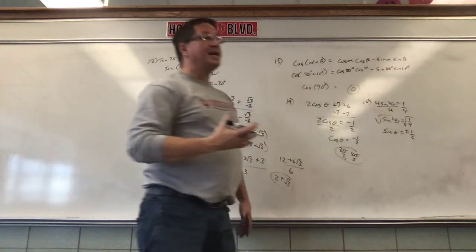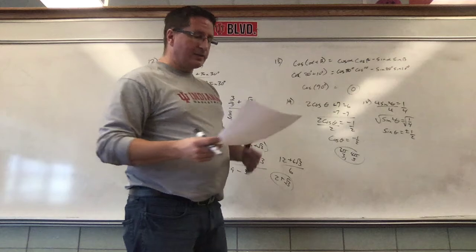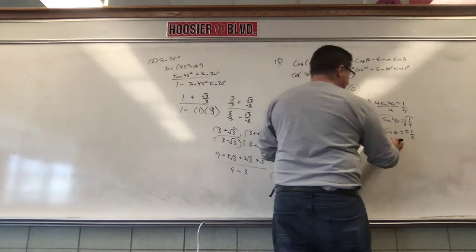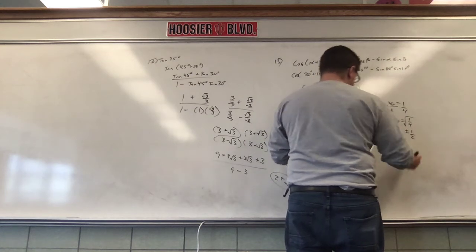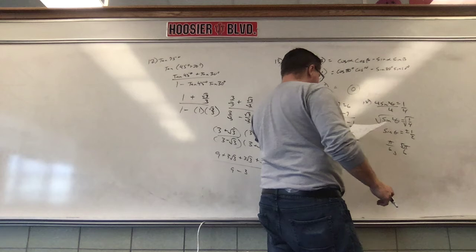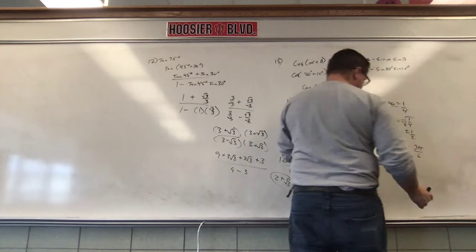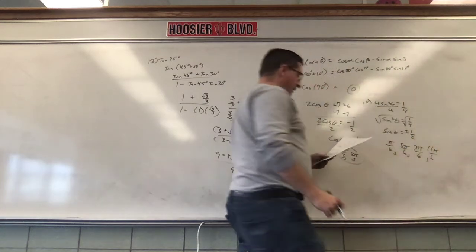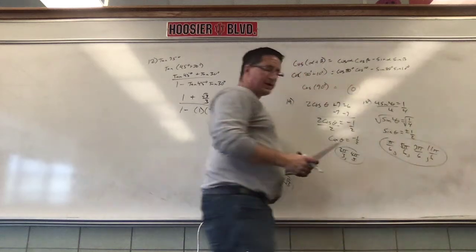So where is sine either positive half or negative half? There's actually 4 answers, okay? Sine is positive half or negative half. It's positive half at pi over 6 and at 5 pi over 6. That's where it's positive half. It's negative half at 7 pi over 6 and at 11 pi over 6. Okay, so those are the 4 answers. Pi over 6, 5 pi over 6, 7 pi over 6, and 11 pi over 6.